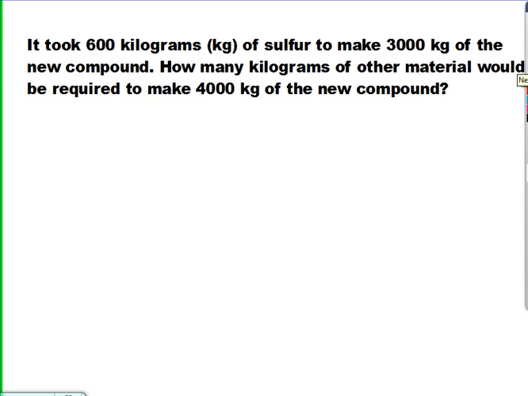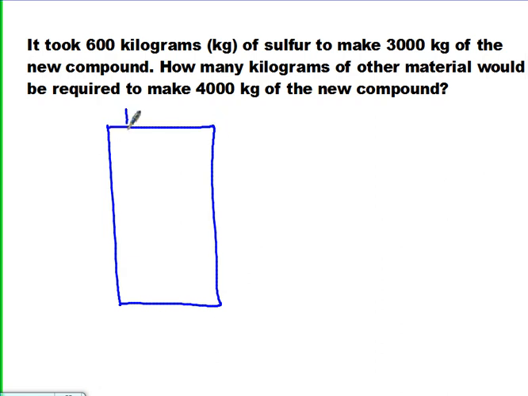All right, the next example is this. It took 600 kilograms of sulfur to make 3,000 kilograms of the new compound. How many kilograms of other material would be required to make 4,000 kilograms of the new compound? I'm just going to help you set up the ratio box first. All right, so in a ratio box, we have 2 columns. We have a ratio and an actual. And then we have 2 things that are being compared in a total.